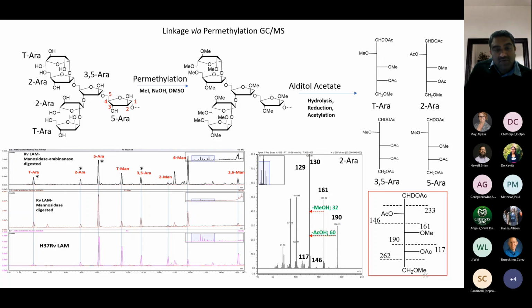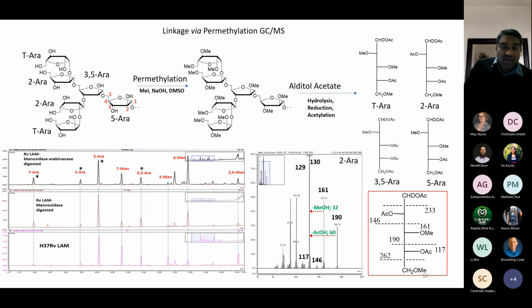I'm showing an example for 2 arabinose. If we draw the structure and break the molecule in these bonds, we will see that these values correspond to the GCMS mass fragmentation pattern, where 190 corresponds to this top part using this one, and 161 corresponds to the bottom part using the upper 2 carbon.